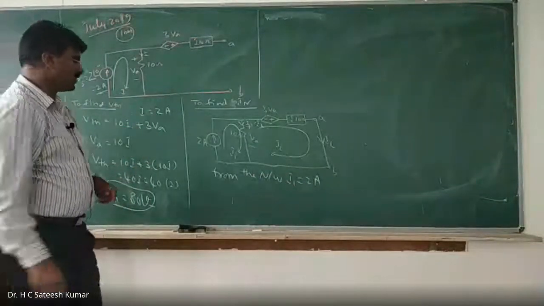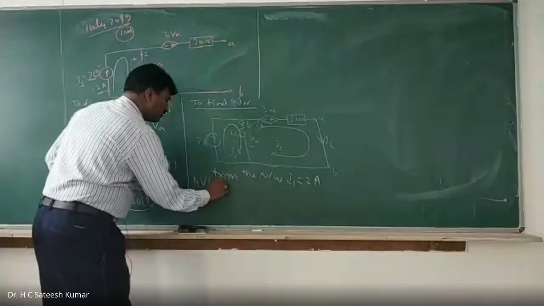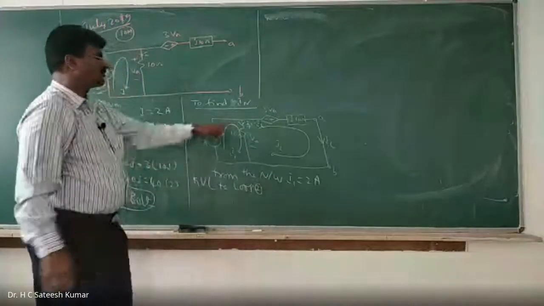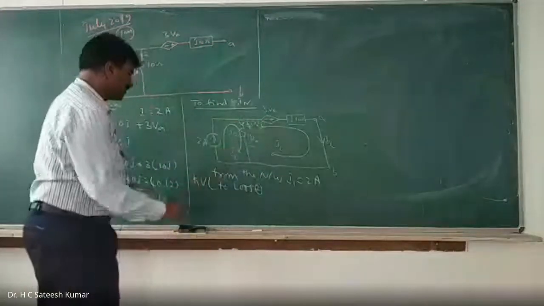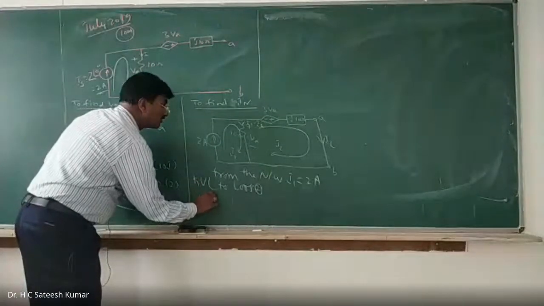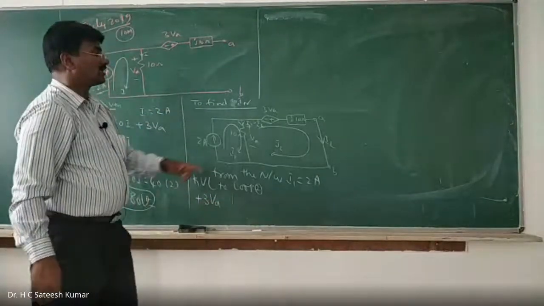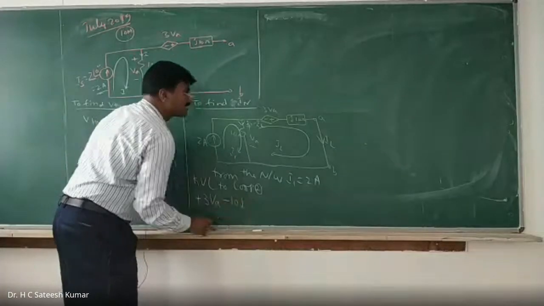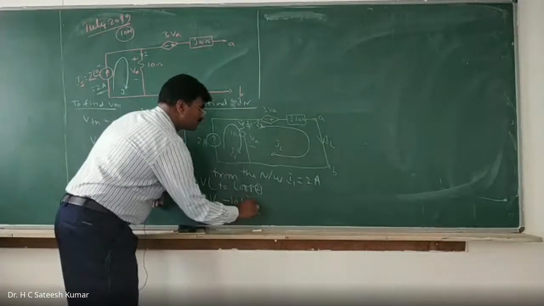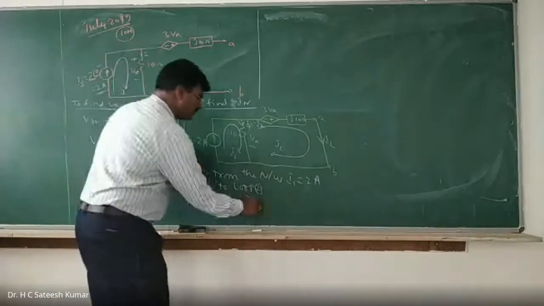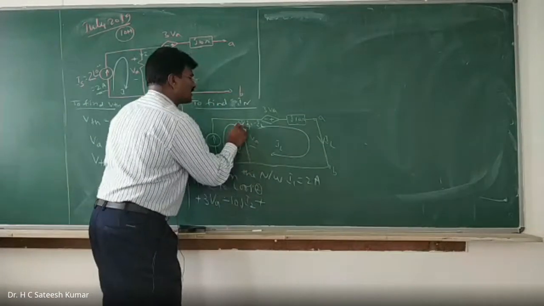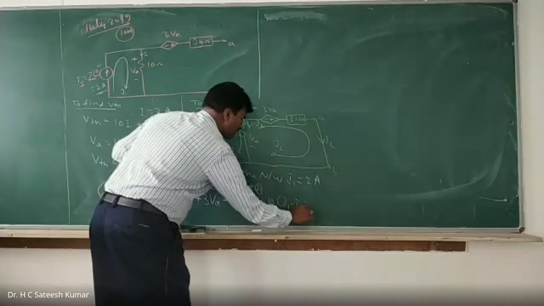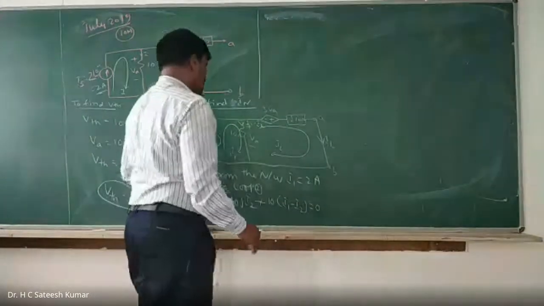Next, KVL to loop 2. Start from this point. Minus to plus 3VA, and in the same direction minus 10J into I2, plus, against the direction, 10 into I1 minus I2 is equal to 0. Now you simplify this one.